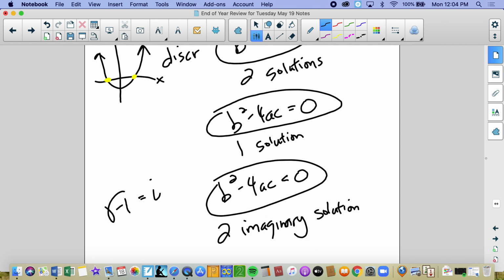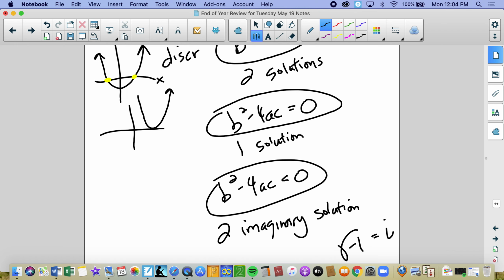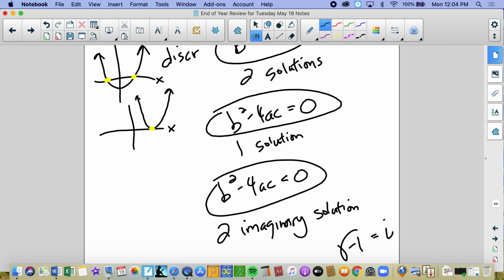When we have one solution, when our discriminant is equal to 0, our parabola is going to hit right on the x-axis. That's the only way you can get one intercept, when it pops right off of it. It can be anywhere on it. It doesn't have to be on the positive side. It could be over here or right here. But it's only going to have one x-intercept.